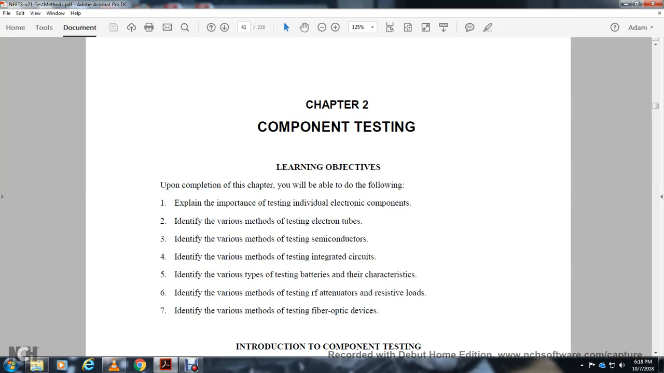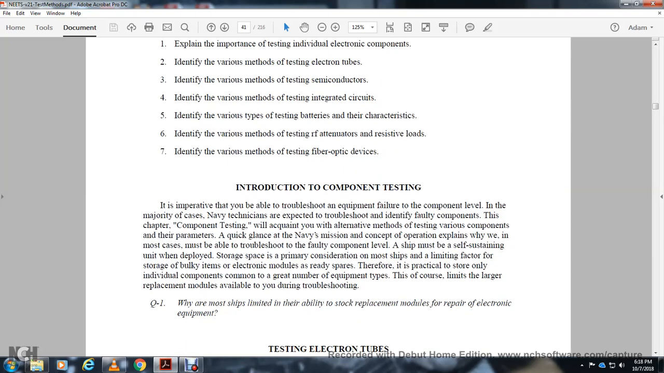Explain the component testing of individual electronic components. Identify the various methods of testing electron tubes. Identify the various methods of testing semiconductors. Identify the various methods of testing integrated circuits. Identify the various methods of testing batteries, radio frequency actuators, and resistive flow devices. Identify the various methods of testing fiber optic devices. Introduction to component testing.